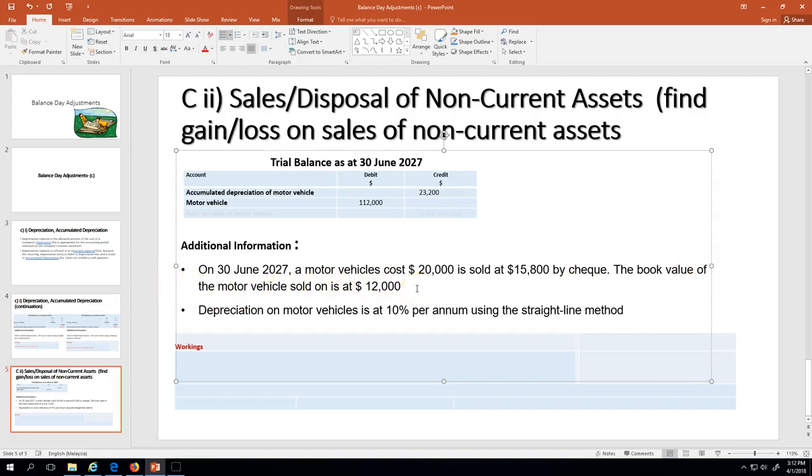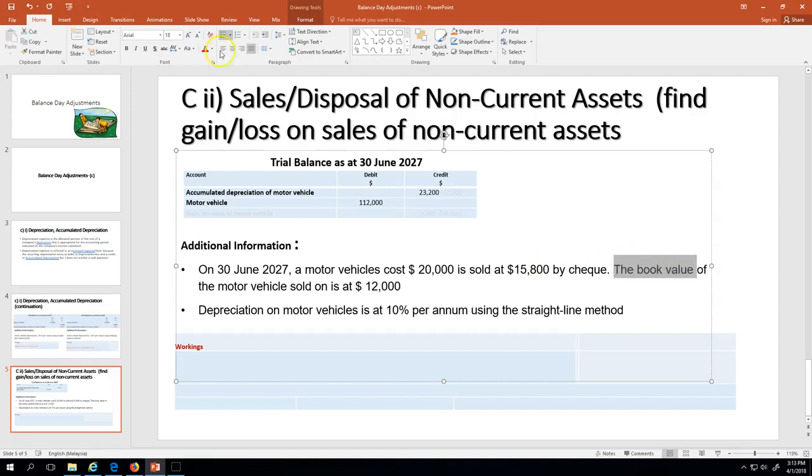So what does it mean here? There's so many things here. Okay, when we say something is being sold, we must actually look at the date. Is it sold at the end of the year? Yes. So if it is sold at the end of the year, do we need to count the depreciation for that year? Yes, we do.